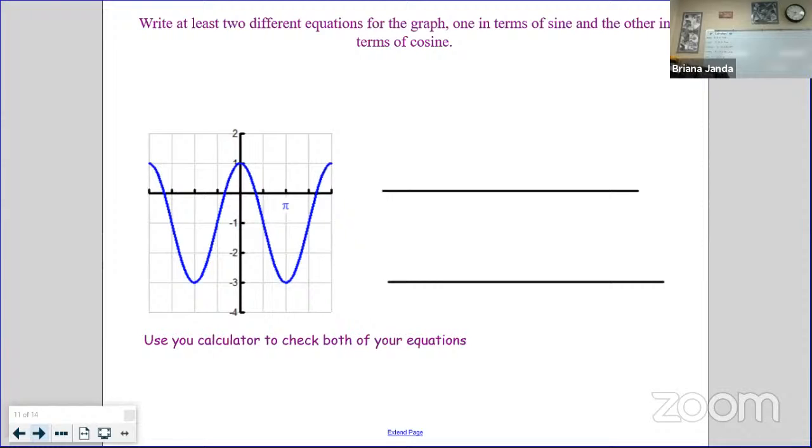What are you guys working on? Remember, you can do your A, B, C, and D. I'm going to grab my calculator to show you how to check your equation.